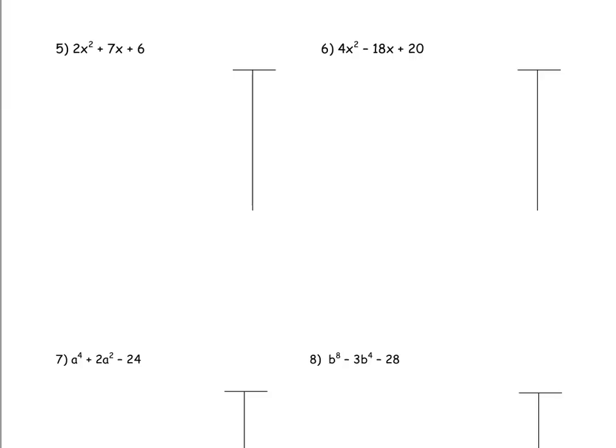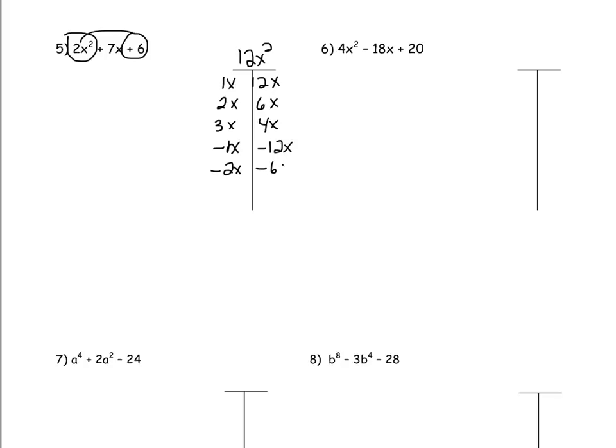Okay, so for number 5, there's no GCF, so you go straight to multiplying the first term and the last term, and you get 12x squared. Your list of factors should look like this: 1x and 12x, 2x and 6x, 3x and 4x. But you can also have two negatives, so negative 1x and negative 12x, negative 2x and negative 6x, negative 3x and negative 4x. We want to find the pair on this list that adds to the middle term. So which pair adds to a positive 7? You should have picked 3x and 4x.